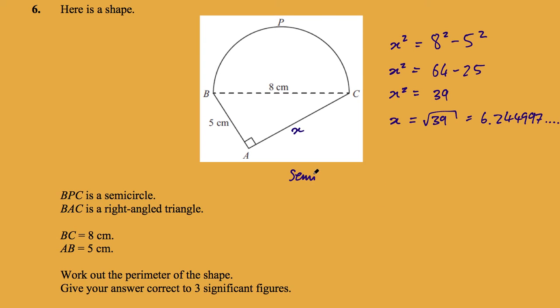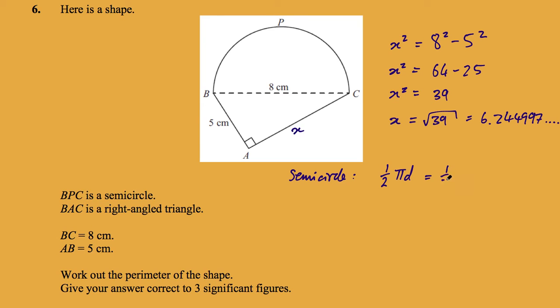Semicircle. Well, the circumference of a circle is given by pi d, pi times the diameter, and a semicircle is going to be half of pi d.